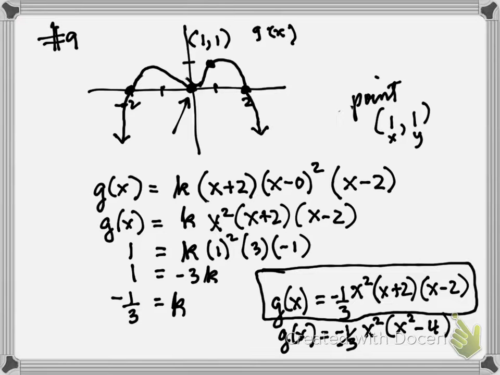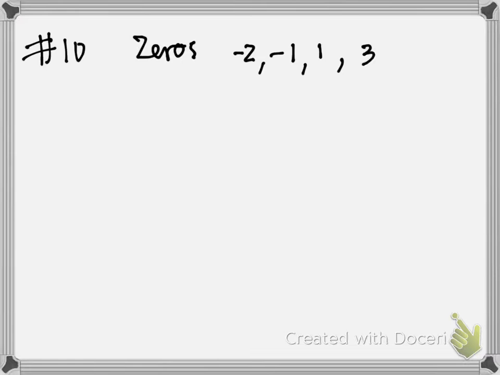Now for number 10, I'll give you some tips. How many zeros do we see there? Just some hints. For the zeros, I see a negative 2, I see a negative 1, I see a positive 1, and I see a 3.